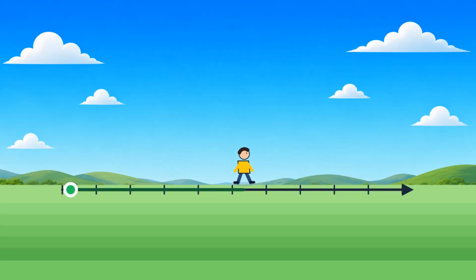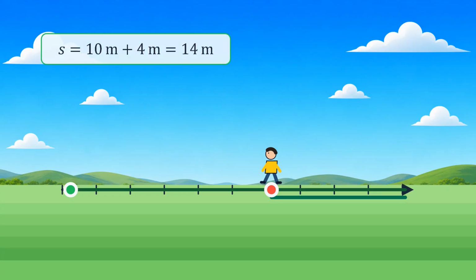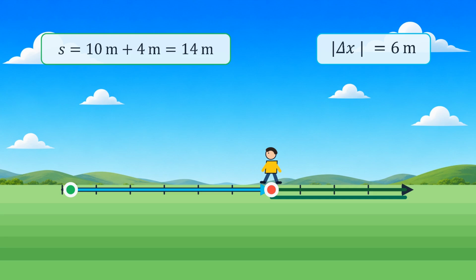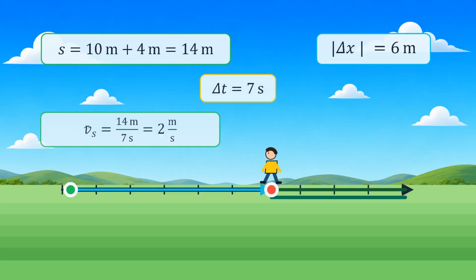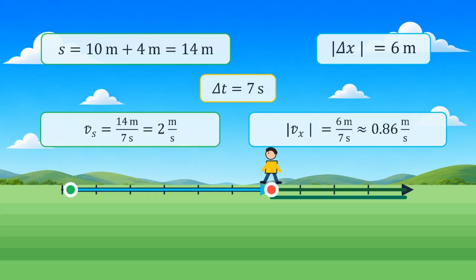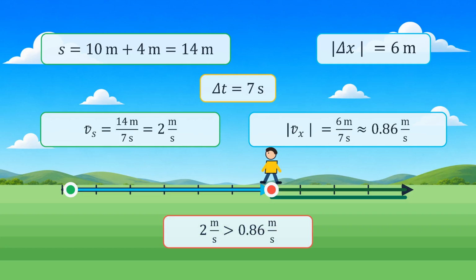Now change the motion. The person walks 10 meters to the right and then 4 meters back to the left. The distance is 10 meters plus 4 meters, which equals 14 meters. But the person finishes only 6 meters to the right of the start, so the magnitude of displacement is 6 meters. If the complete trip takes 7 seconds, the average speed is 14 meters divided by 7 seconds, which equals 2 meters per second. The magnitude of average velocity is 6 meters divided by 7 seconds, or about 0.86 meters per second. The values are not equal.